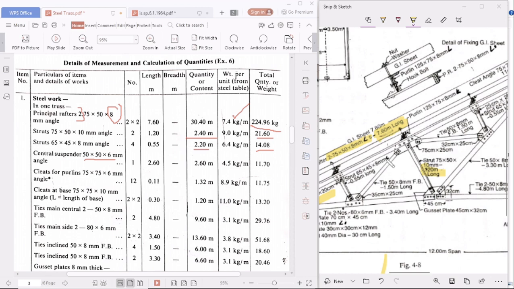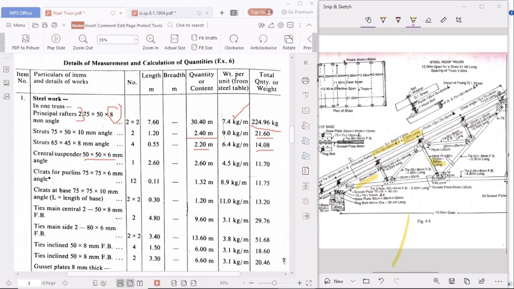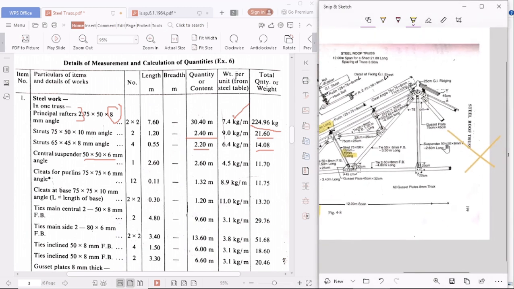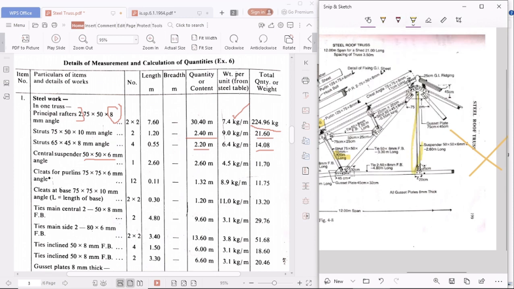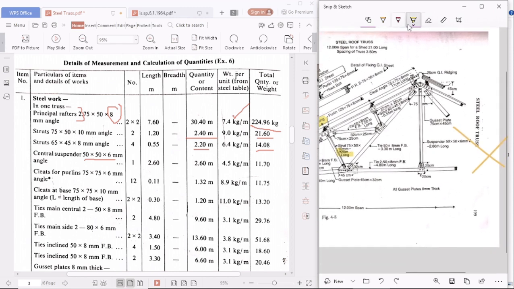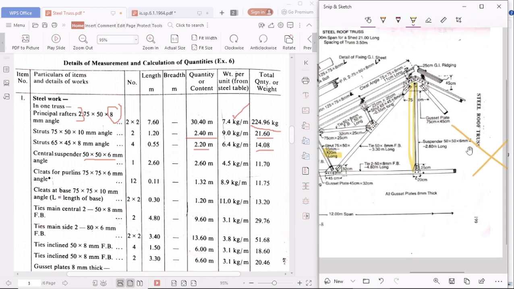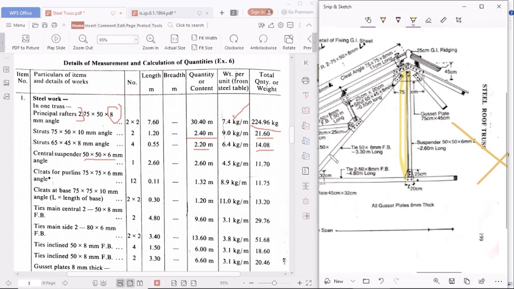Now, central suspender. What is the central suspender? I'll show you. This is the central suspender which is supporting centrally. There is only one for the whole section. So what is the given dimension? 50 into 50 into 6, 1. Only one for the whole section, which is supporting centrally.